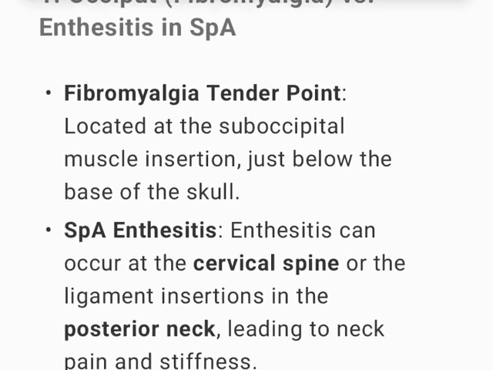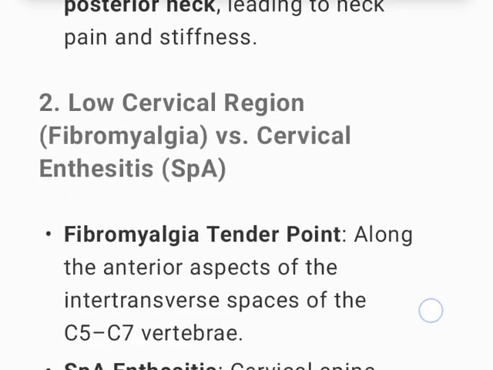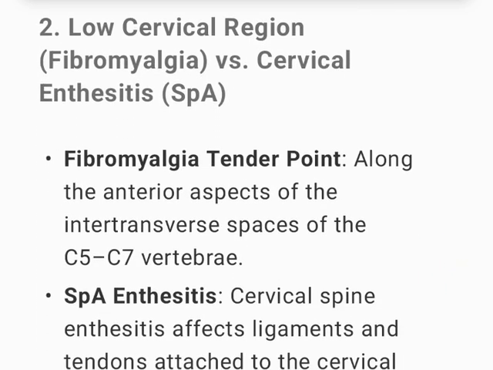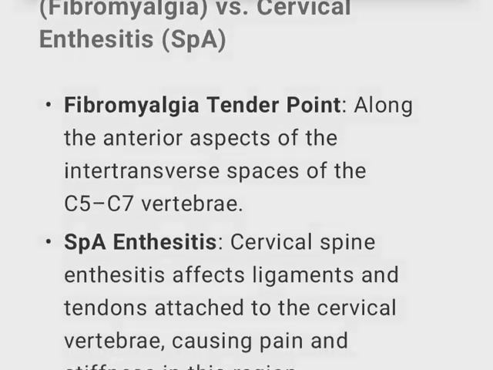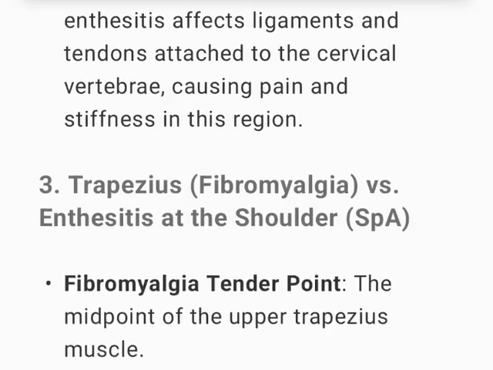Fibromyalgia tender point, located at the suboccipital muscle insertion just below the base of the skull. SpA enthesitis: enthesitis can occur at the cervical spine or the ligament insertions in the posterior neck, leading to neck pain and stiffness. 2. Low cervical region, fibromyalgia versus cervical enthesitis. Fibromyalgia tender point, along the anterior aspects of the intertransverse spaces of the C5-C7 vertebrae. Cervical spine enthesitis affects ligaments and tendons attached to the cervical vertebrae, causing pain and stiffness in this region.